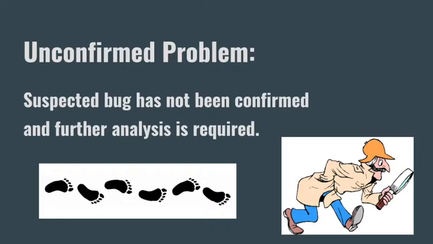An unconfirmed problem could be anything from a bug being reported by a user to something a developer within the company suspects is a bug, but it hasn't been confirmed. Nobody from the team has done any deep investigation on the bug, so there's no actual knowledge that this bug is 100% true.